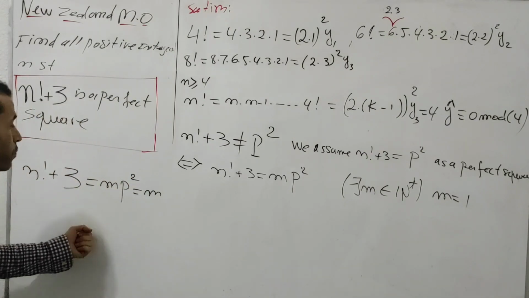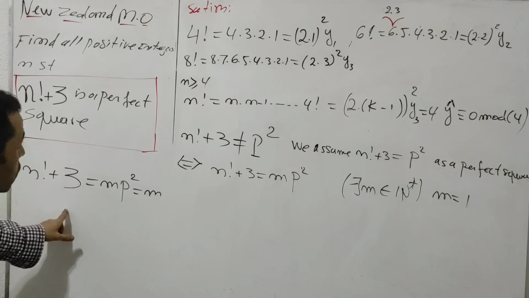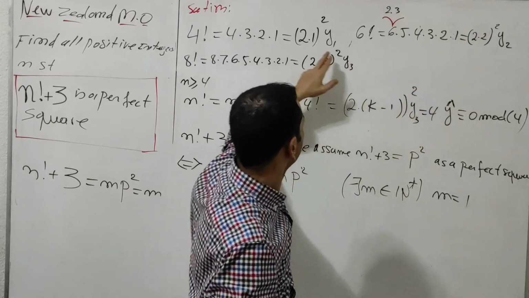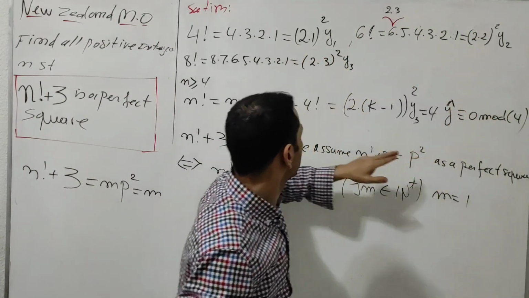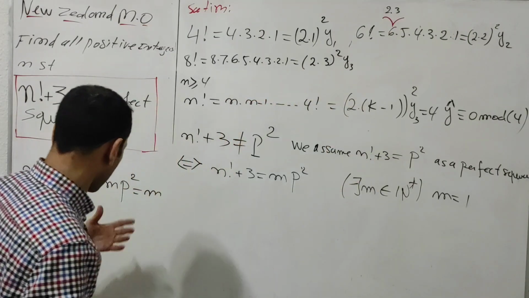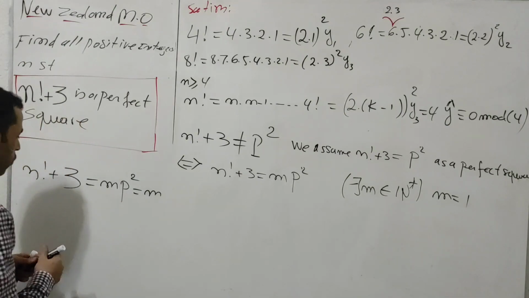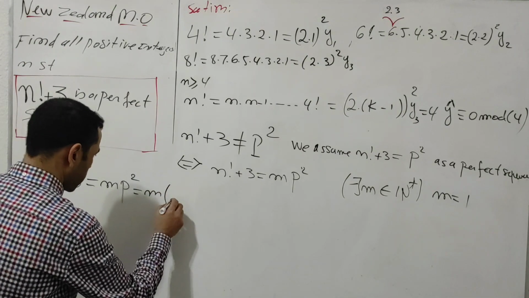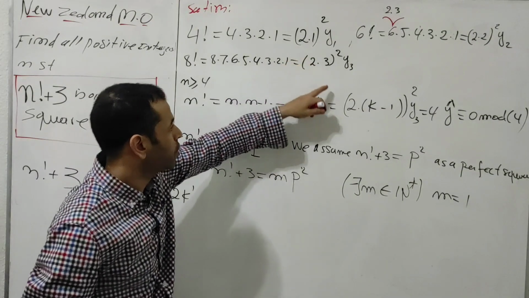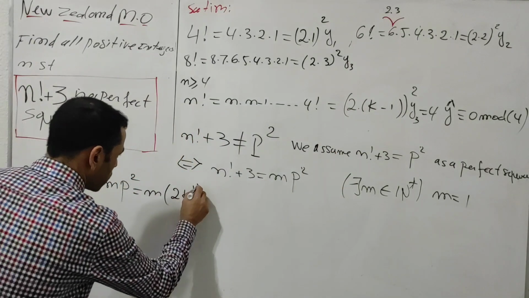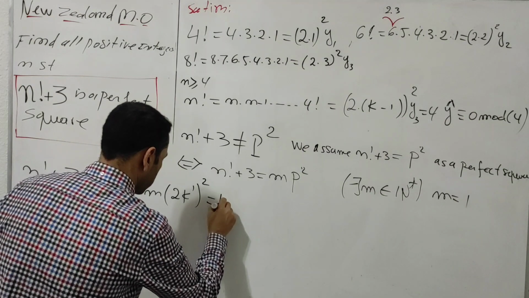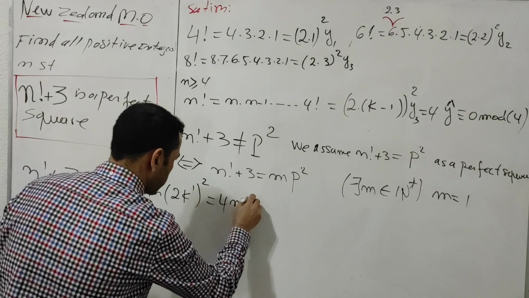Another thing I try to mention here, this n factorial is written in this pattern, okay? 2 multiplied by 1, 2 multiplied by 2, 2 multiplied by 3, okay? We have the number 2 all over, so I'm going to transfer this one into the same form. So I'll get m multiplied by 2 times k prime. It's not necessary to have the same k that I have here. K prime squared, I'm going to pull out the number 2. I will get 4 multiplied by m k prime squared.